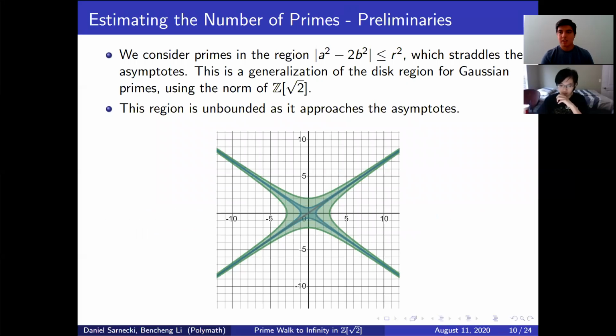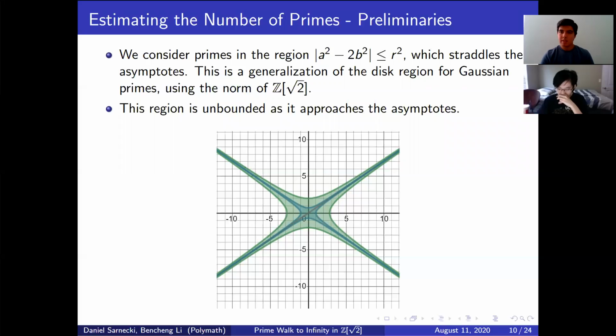So first we estimate the number of primes in order to calculate this probability. We consider primes in the region |a² − 2b²| ≤ r², which is this region you could see below. The green region is for a larger constant of r, and then the blue region is for a smaller constant of r, I think 1. And then the red line that you see going through the origin is the asymptote.